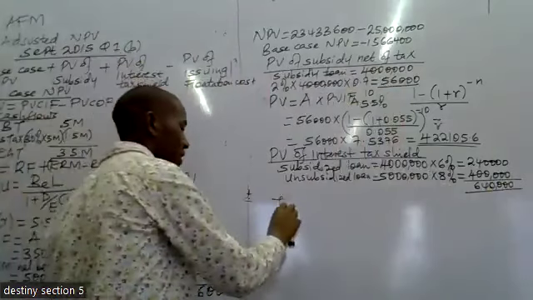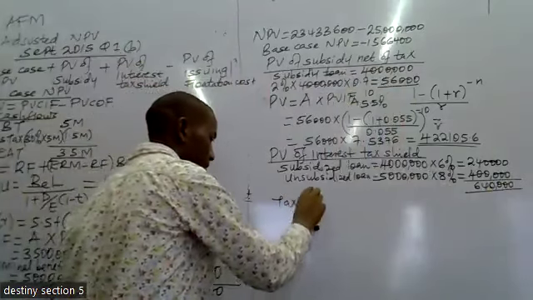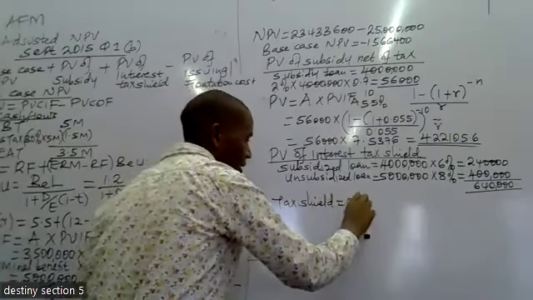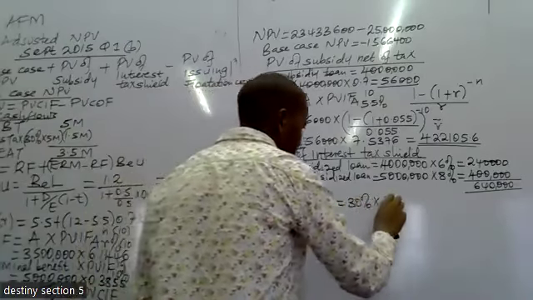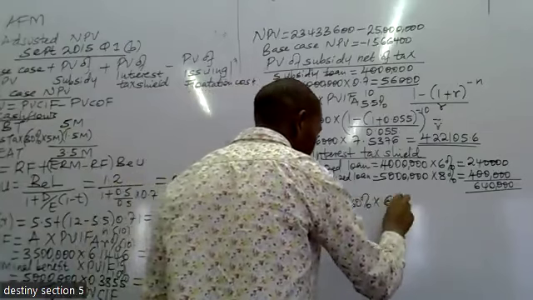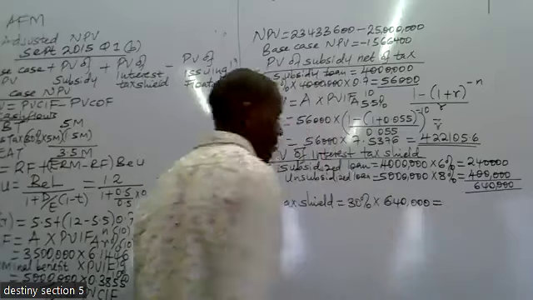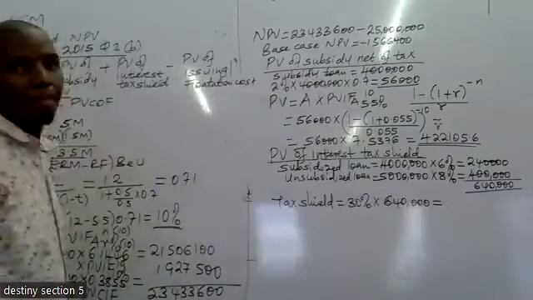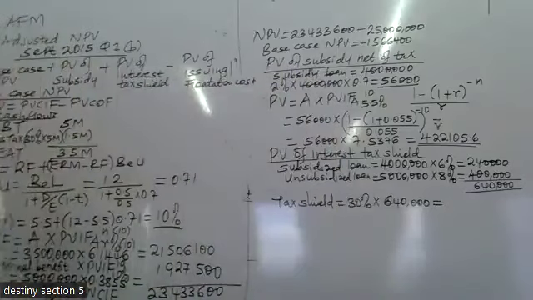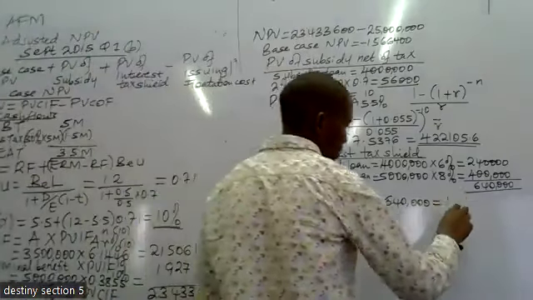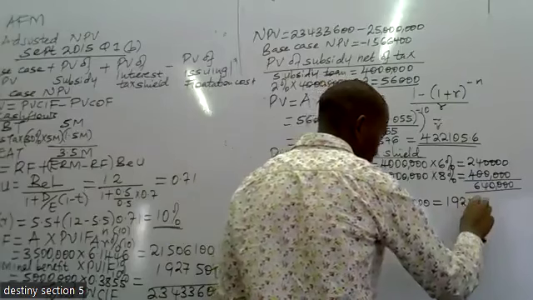What we want is the tax shield. So our tax shield, we know it is the rate multiplied by the interest. 640, which in this case is how much? 192. 192.